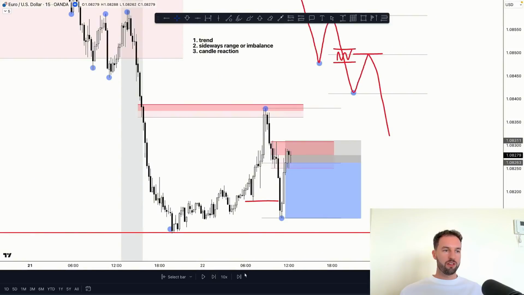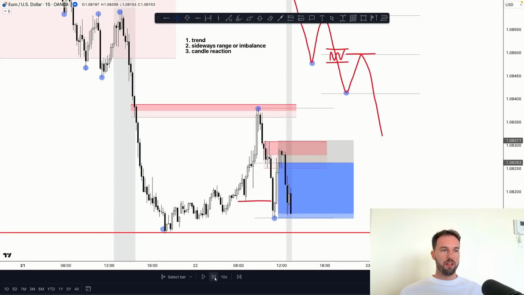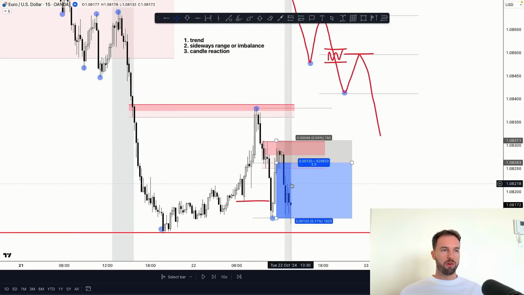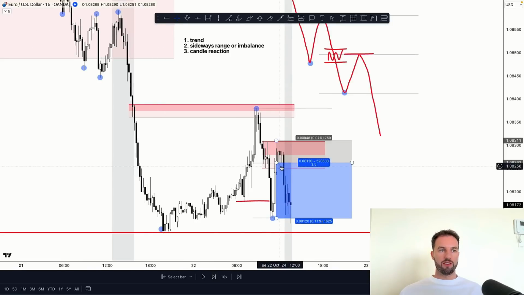So here we see the reaction. Again, there's nothing for us to do. We get a continuation to the downside. And this is a trade that ends up hitting take profit. Again, exactly the same rules. Here we took a 1% loss. We executed our trade exactly the same here again as we did before. And then we hit take profit.